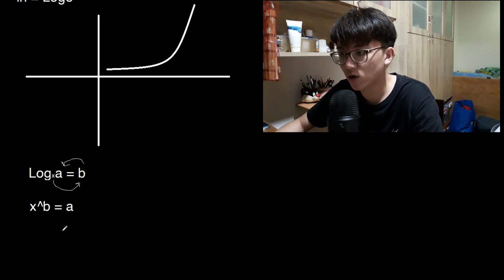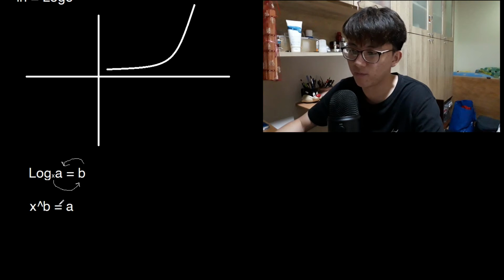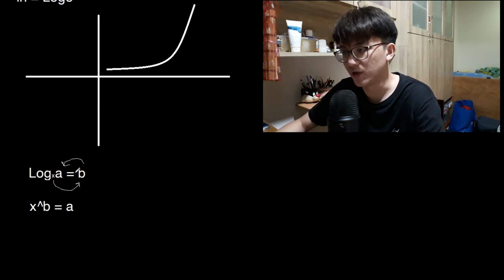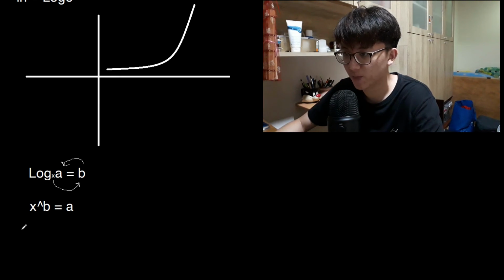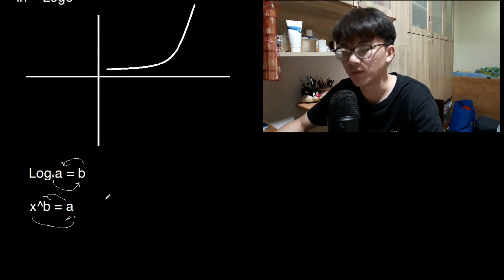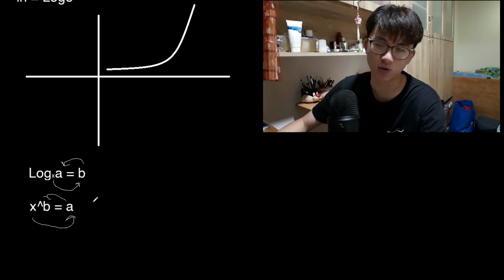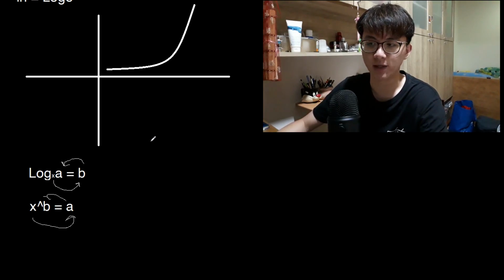So same thing if you want to convert from exponent back to logarithms, it's the same reverse method. It's basically log base X of A equals B. So if you see, it's like a recycle kind of thing. You can use this as a tip to understand logarithms a bit better.